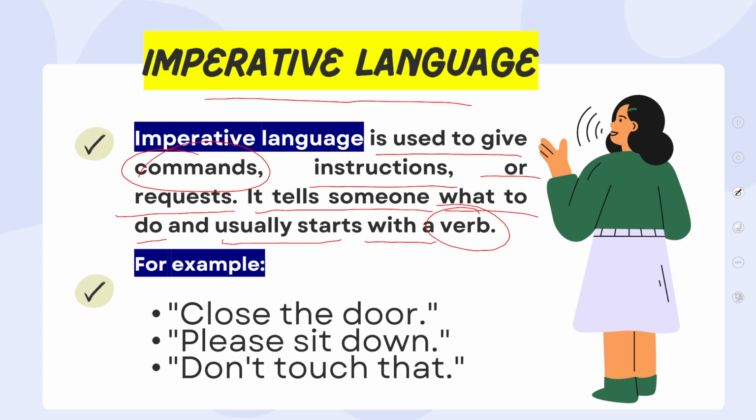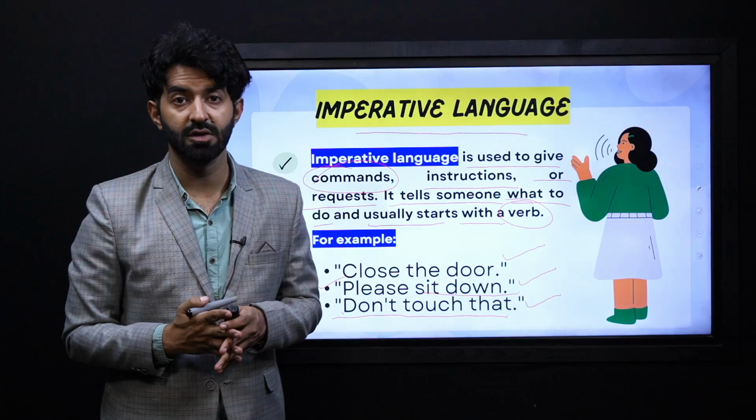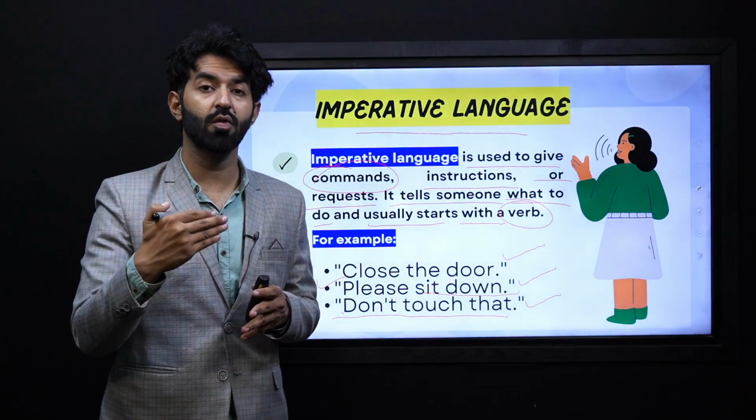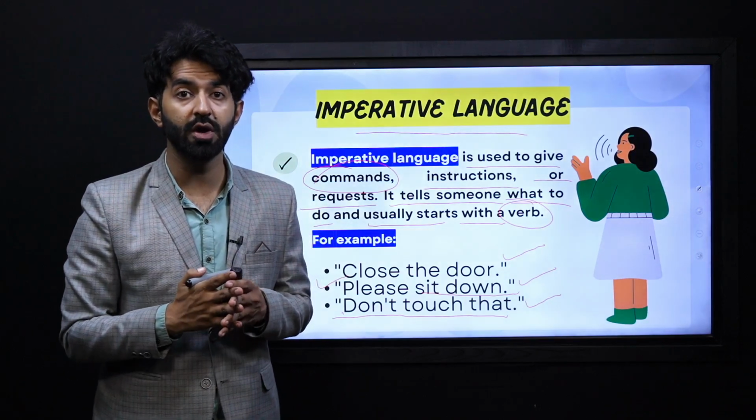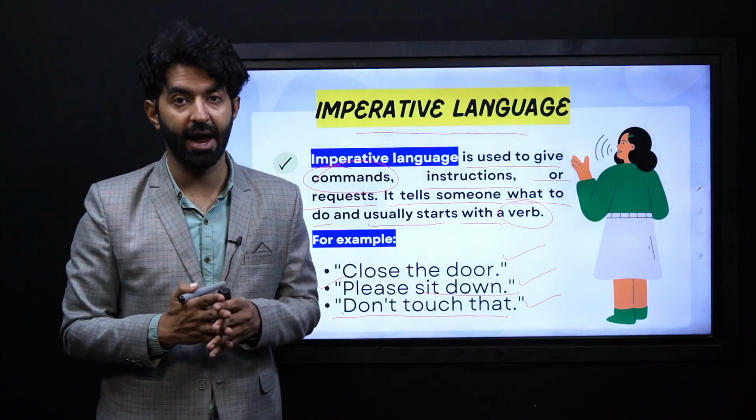Let's look at some examples. Close the door. It's a command. Please sit down. This is also an imperative language. It's starting with words like please. Now, don't touch that. This is also a command, and this is telling what to do and what not to do. So when we come across such sentences that use commands or requests, and they are usually starting with verbs, this language is called an imperative language.